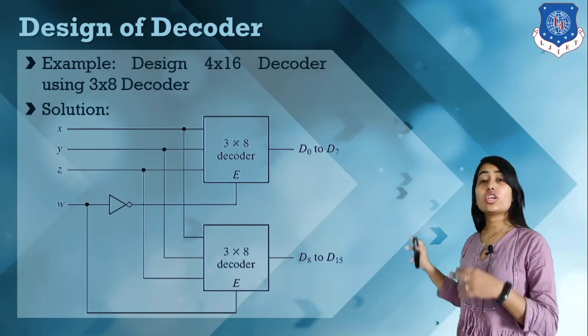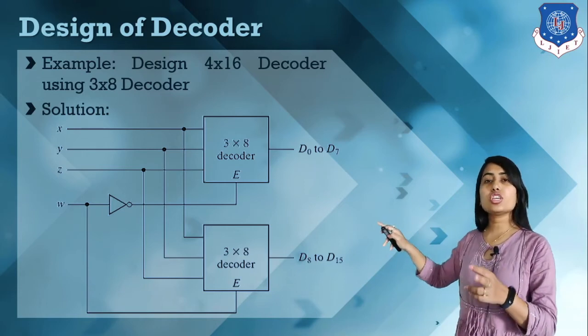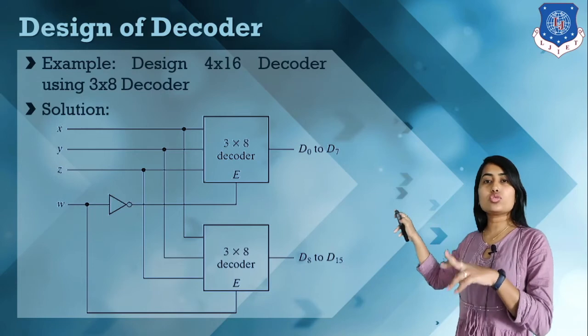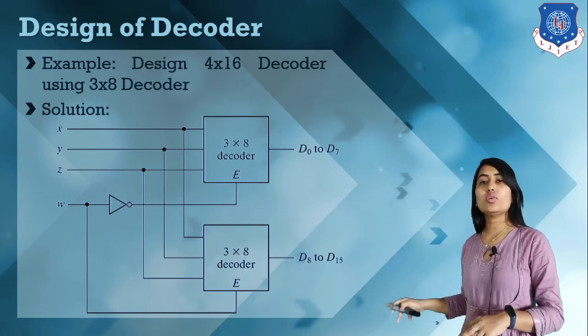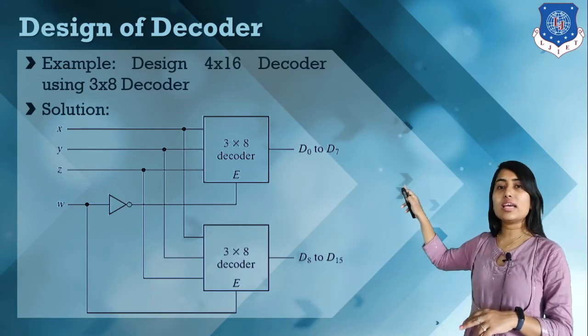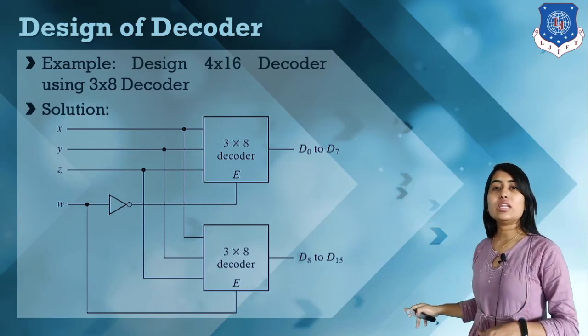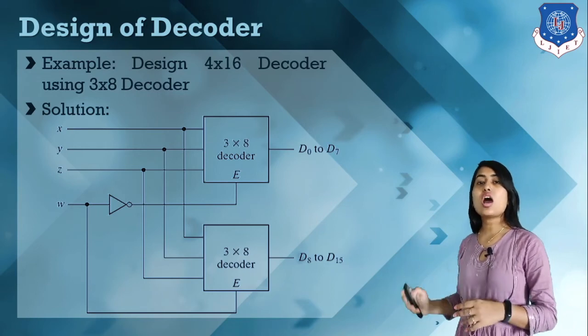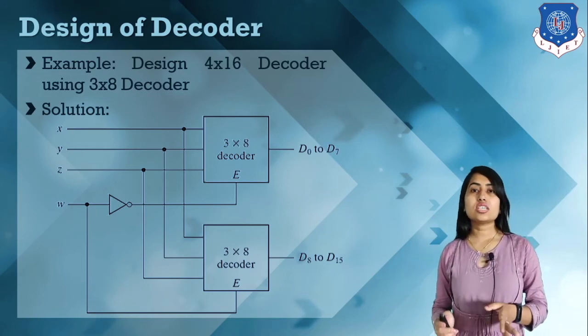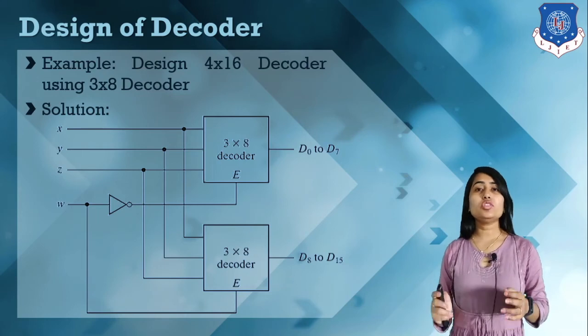Whenever W is equal to 0, E is equal to 1, so the first decoder works. Whenever W is equal to 1, the first decoder's enable line is equal to 0 and the second enable line E is equal to 1, so the second decoder works. So this is how the 4x16 decoder works with the help of 3x8 decoders.